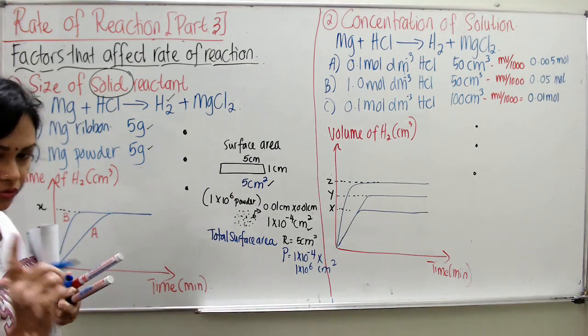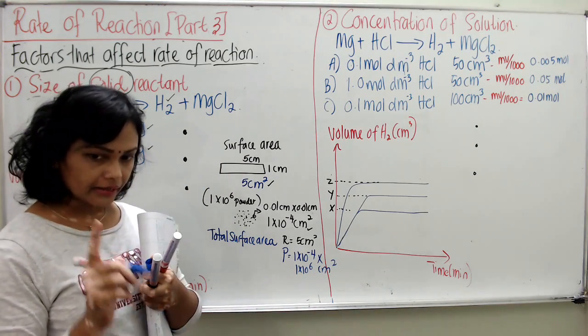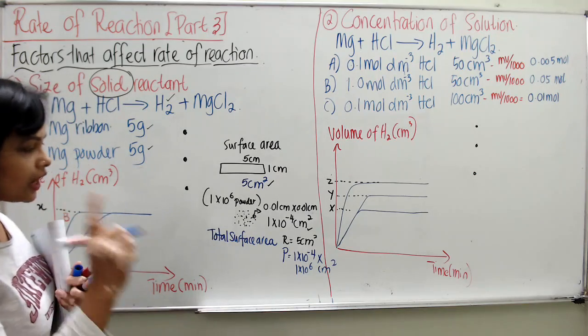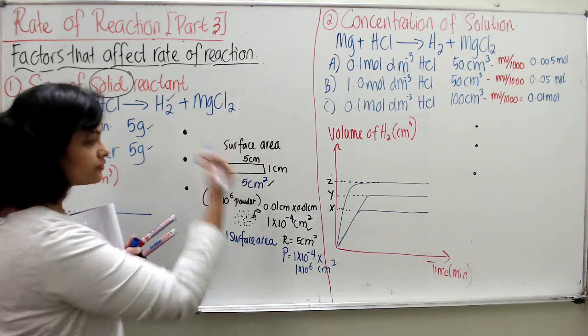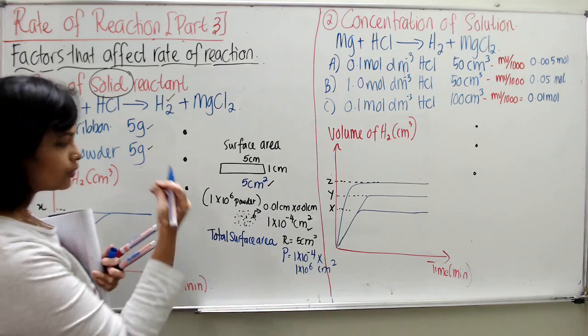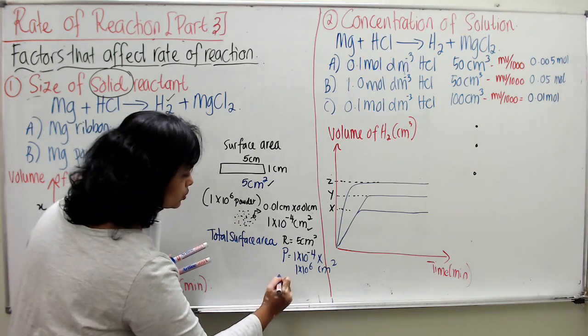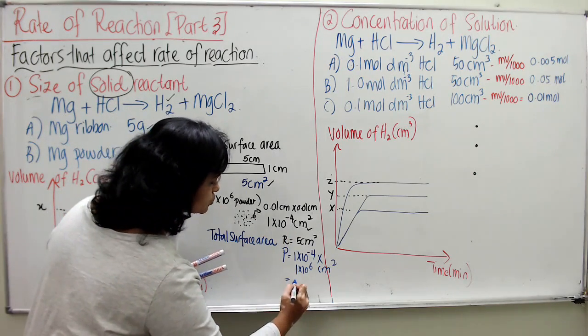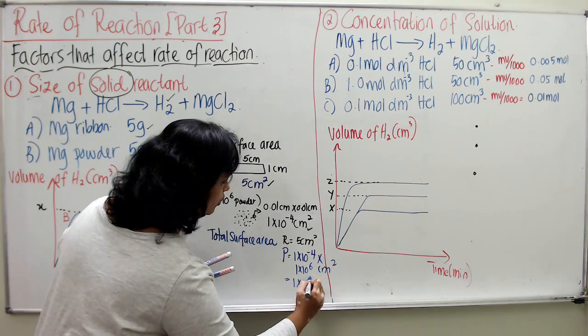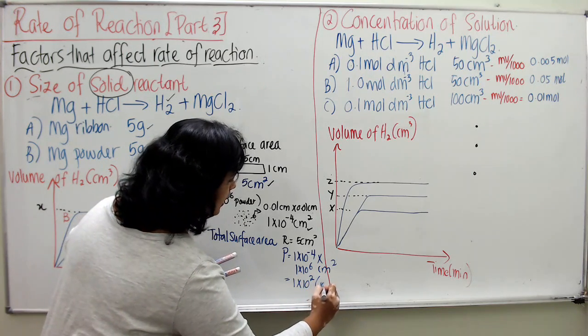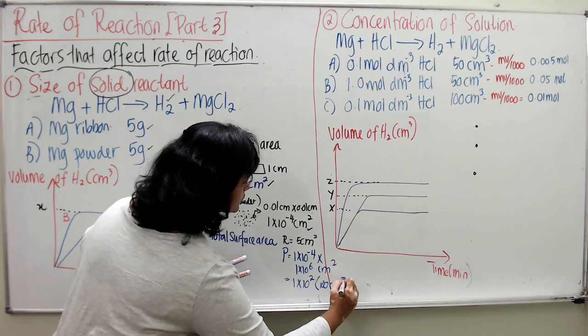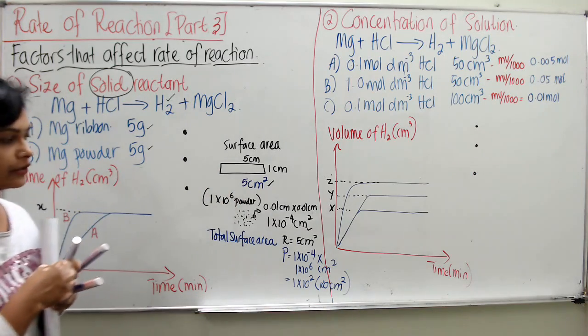I hope you watch this video again and again until you can understand how teacher explains the surface area. That means that the total surface area for powder is 1 times 10 to the power of 2, which is 100 cm square. Can you see this?